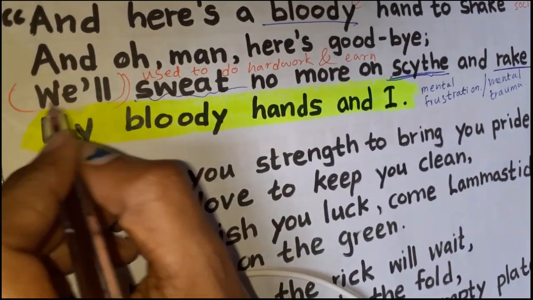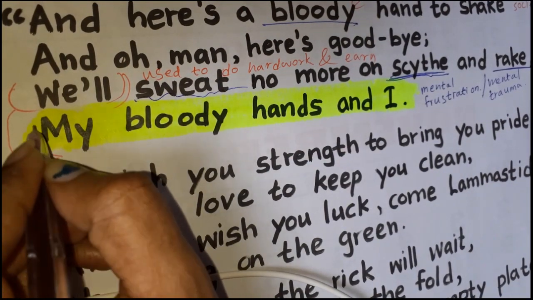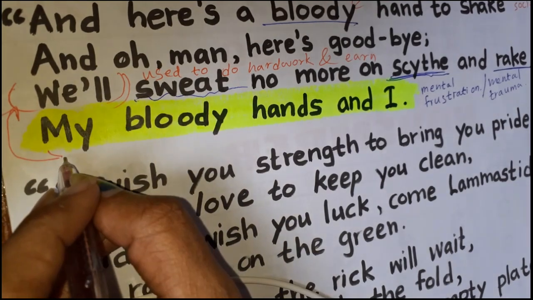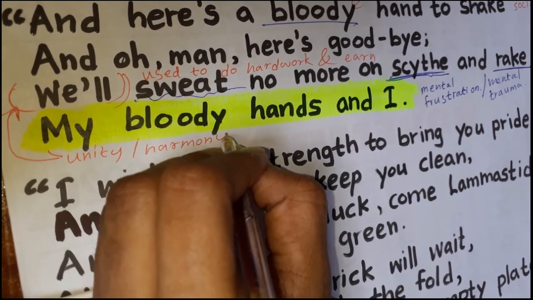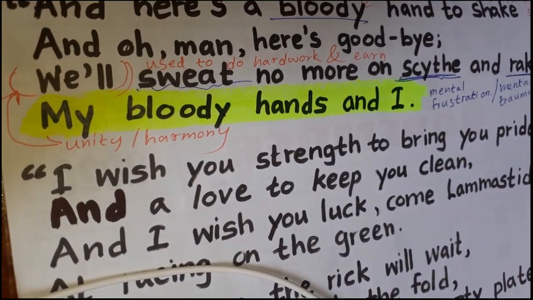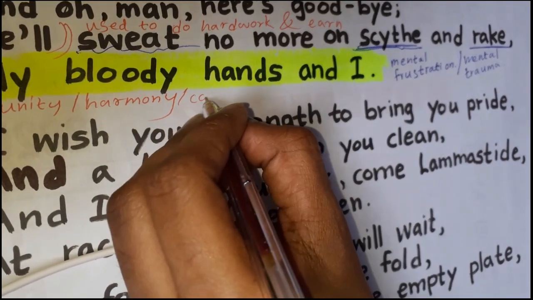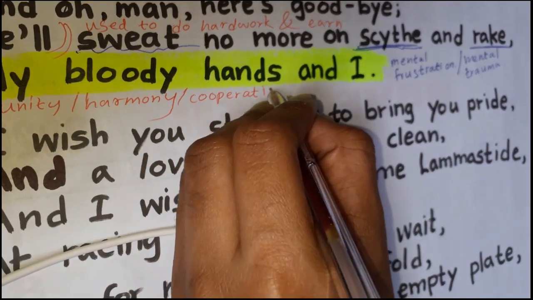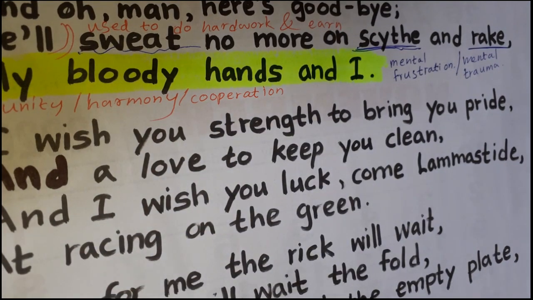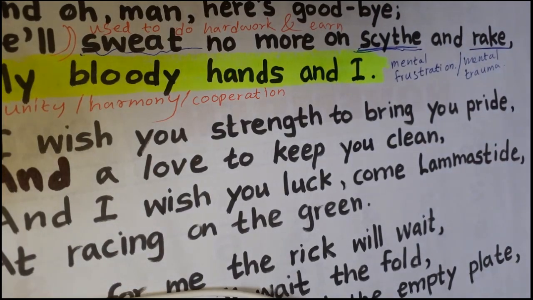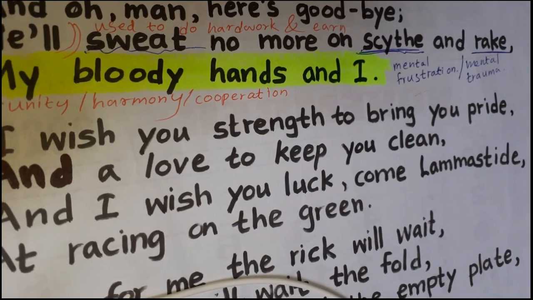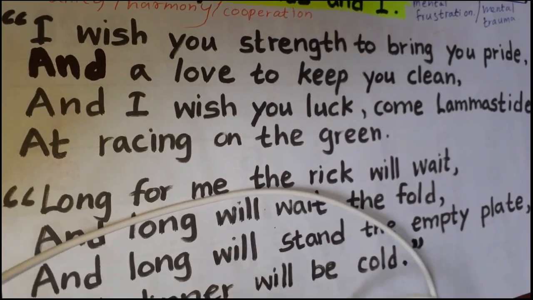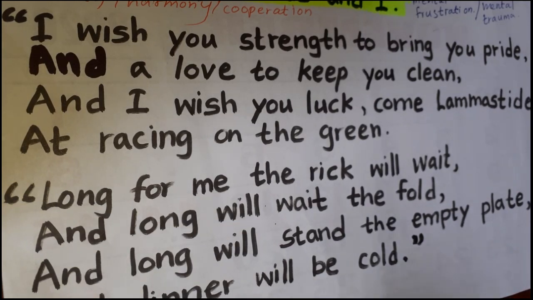We'll, the cooperation they had, really unity, harmony. We always talk about unity and harmony in rural settings. So it is also something like that, unity, harmony, and their cooperation. They have all done this together. And also you can say bloody hands has been repeated, and it shows the mental frustration and the mental trauma he is undergoing. Well, let me go to the next stanza.